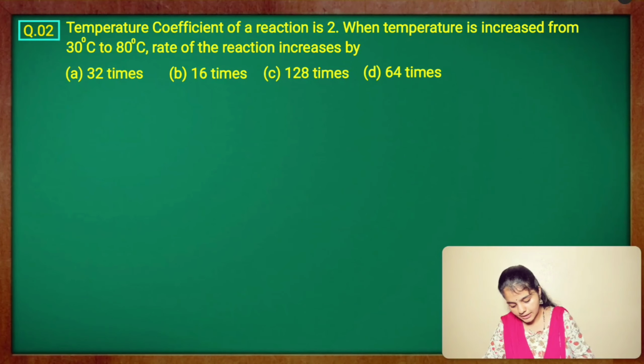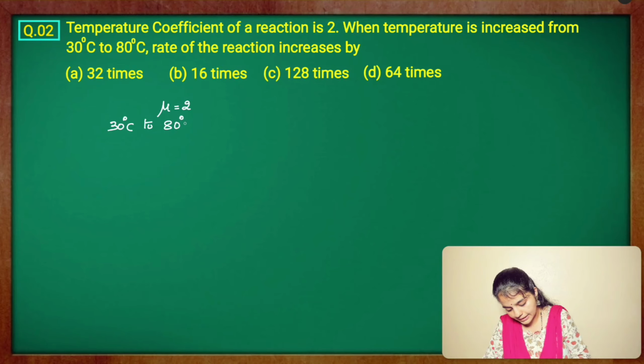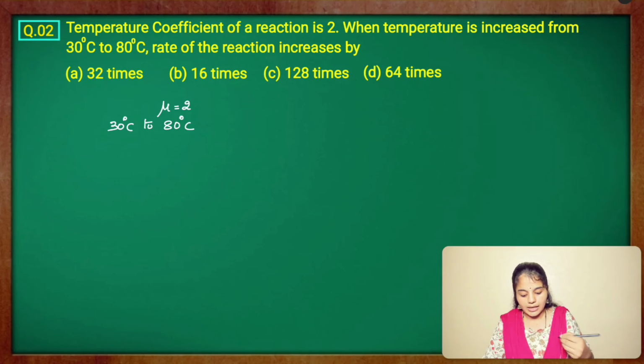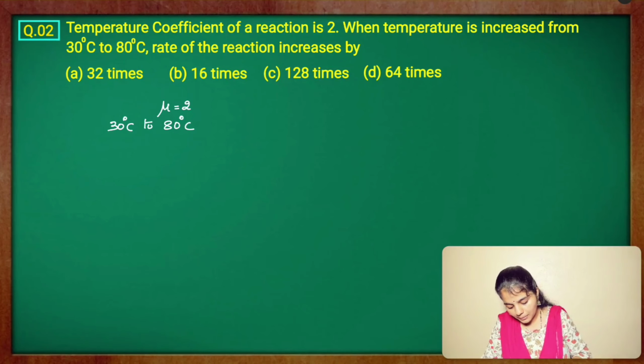Here they have given us the temperature coefficient of the reaction, mu, is equal to 2, and the temperature is increased from 30 degrees centigrade to 80 degrees centigrade. So we are asked to calculate the increase in rate of the reaction. So by method 1, let us solve it. That will be a practice.